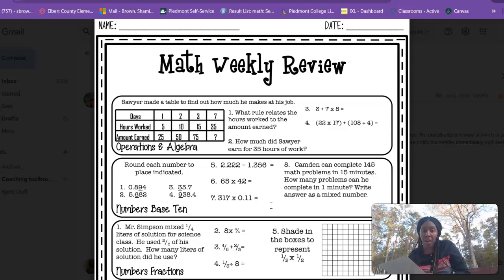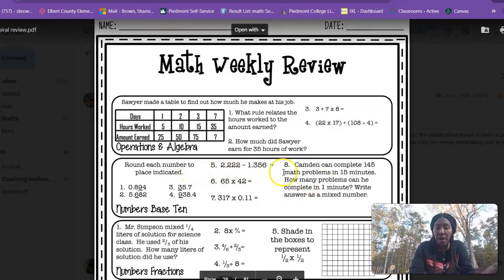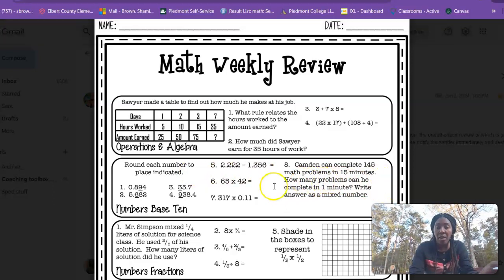And then number 8, I'll go ahead and read that one. It says Camden can complete 145 math problems in 15 minutes. How many problems can he complete in 1 minute? Write answer as a mixed number. So you're going to see how many problems he can complete in 1 minute.